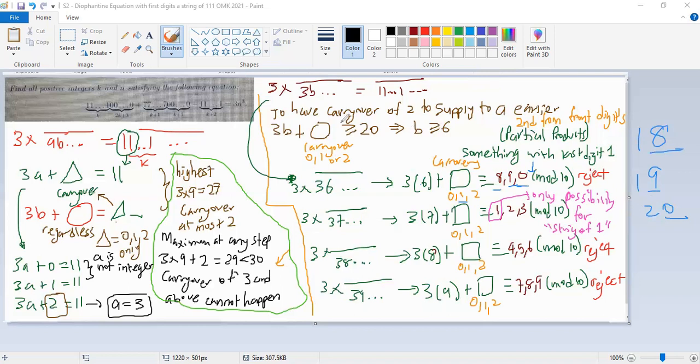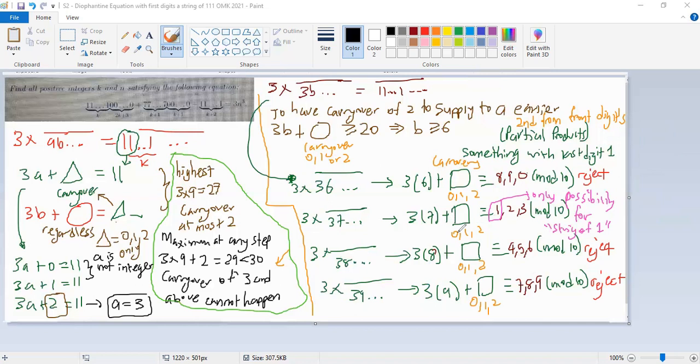So 8, 9, 0 is not what we look for. We're looking at a string of 1s. Please remember that. A string of what? 1s. So a string of 1s there. So I need a 1 there. So none of this is 1 except only when you do the others, only this. So I'm just going to talk about that one.